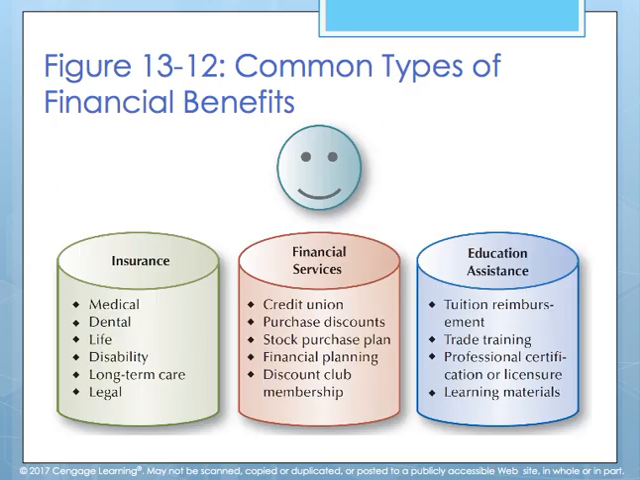Now, there are some types of financial benefits, including insurance, financial services, and education assistance that organizations can provide. Under insurance, of course, it's the common ones: medical, dental, life, disability, long-term care, and legal. Financial services include credit unions, purchase discounts, stock purchase plans, financial planning, discount club memberships. Education assistance includes tuition reimbursement, trade training, certification or licensure, and learning materials.